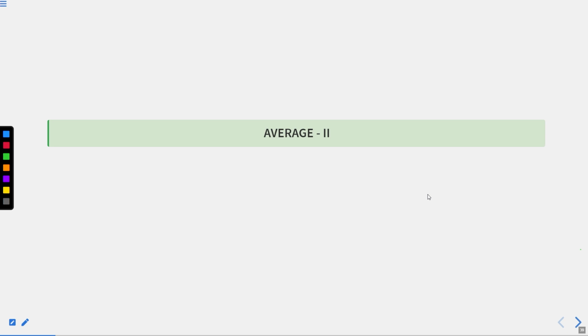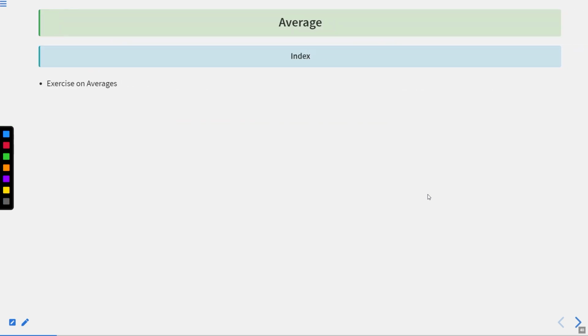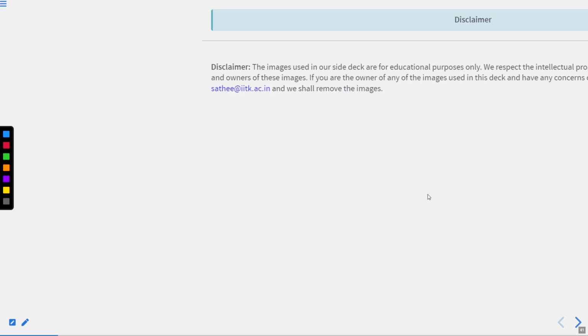So, this is part 2 for averages, and in part 1, we have studied the concept of averages and we have also seen the important formulas that are related to averages. So, today we are mainly going to focus on solving problems.